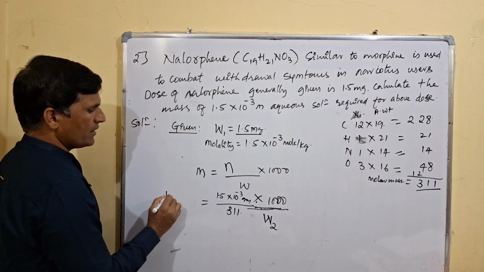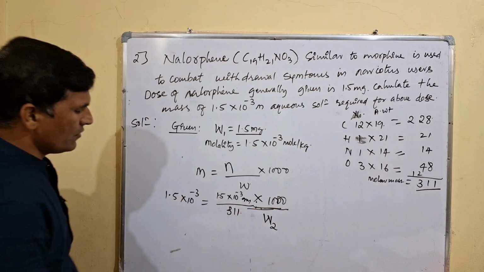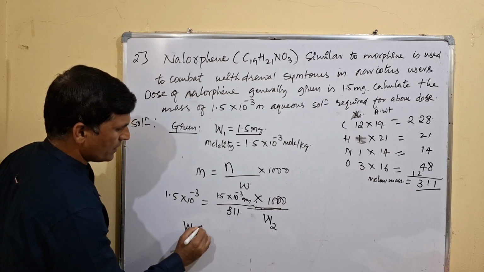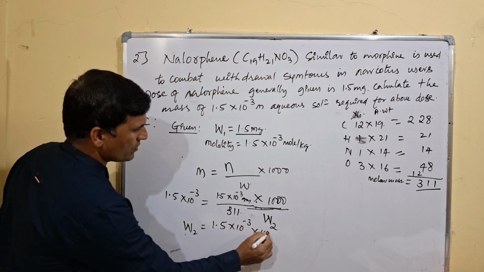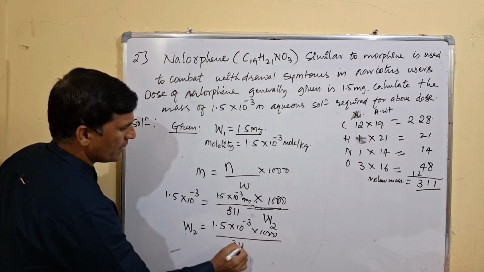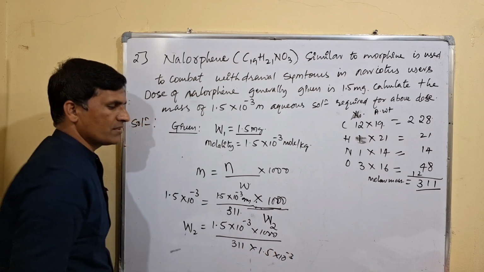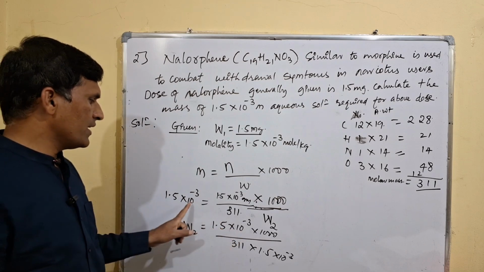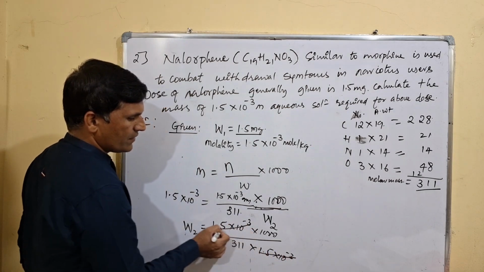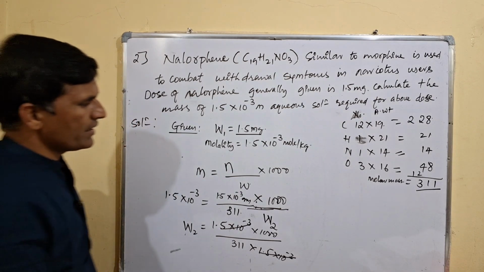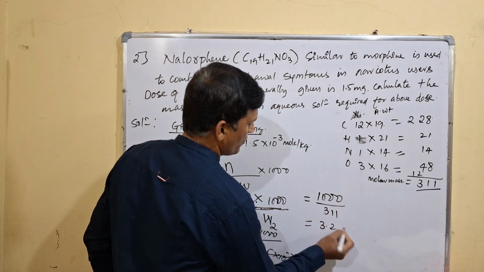Already here it is given 1.5 into 10 to the power minus 3, right? You take that to the other side and W2 will come over here. Then you will be getting W2 is equal to 1.5 into 10 to the power minus 3 into 1000 divided by 311 into 1.5 into 10 to the power minus 3, because we have expressed that in terms of grams, and the molality is already given. You put the formula. Then if you cancel it, you will be getting 1000 divided by 311, which is 3.21.